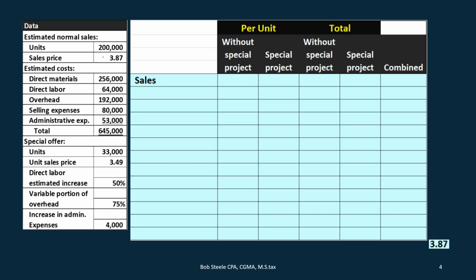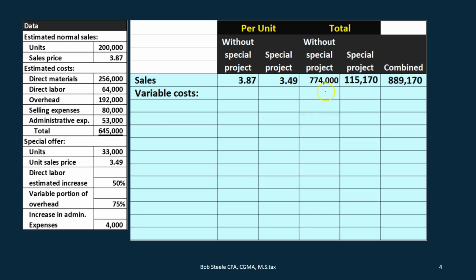We're going to say the sales here, our sales per unit, are going to be the $387. And the special project, they said that the sales were going to be $3.49 per unit. So without the project, our normal revenue would be the $774,000. That's going to be the $387 times 200,000 that we normally sell. The special project's going to provide the $3.49 per unit times the 33,000 more units we will produce at that special price. If we add those two up, then we have a combined revenue of the $889,170.